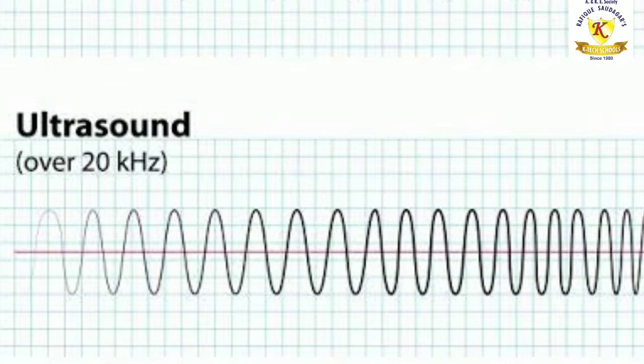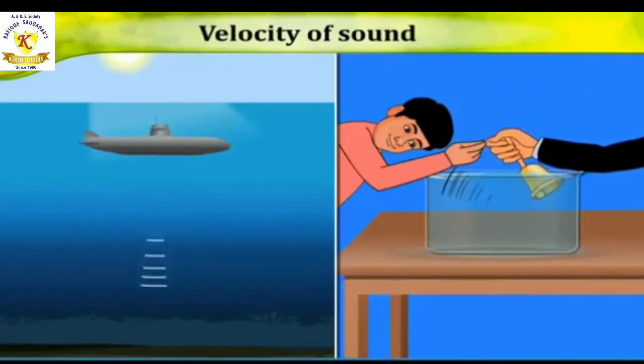Children under 5 years of age and some creatures and insects can hear waves with frequency up to 25 kHz. Bats, mice, dolphins, etc. can also produce ultrasound. So children, sound waves with frequency greater than 20 kHz are called ultrasound. Understood, children? Audible, infra and ultrasound? Okay, very good. Let's see the next one.